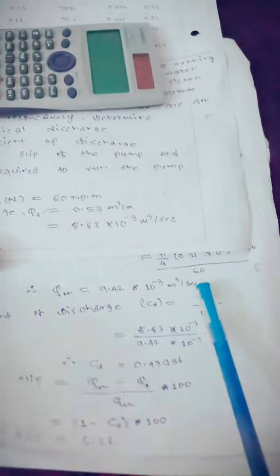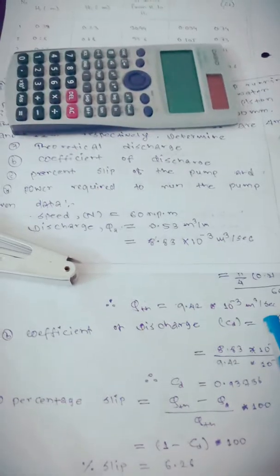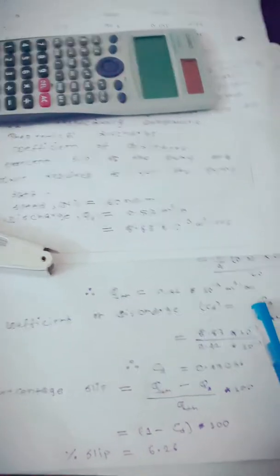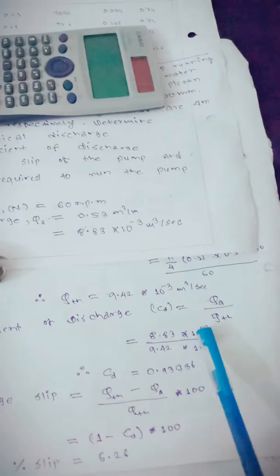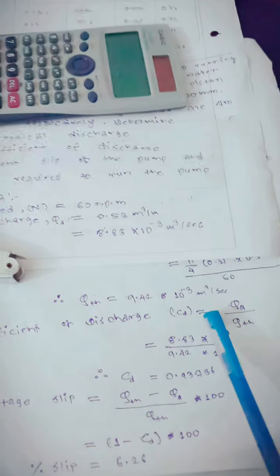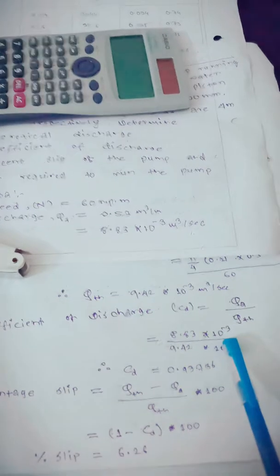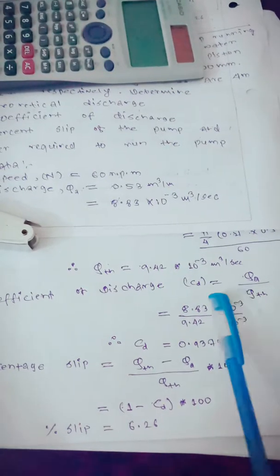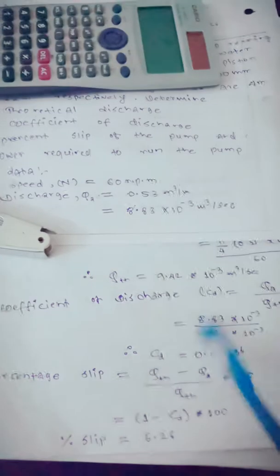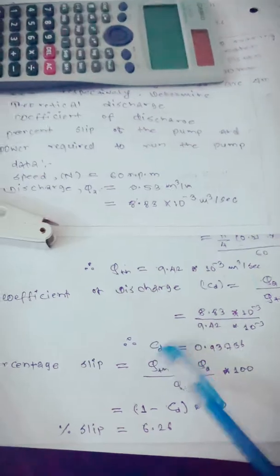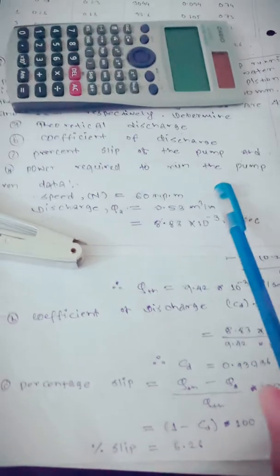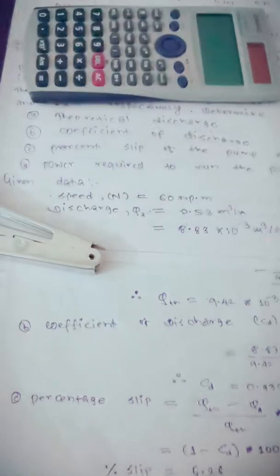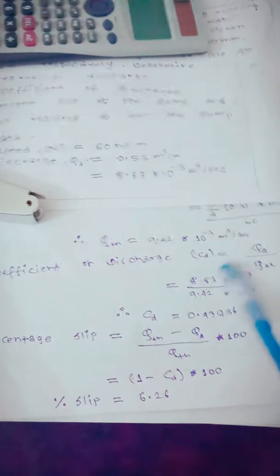CD is equal to QA by Q theoretical. QA is the actual discharge. So the actual discharge by theoretical discharge. The actual discharge is 8.83 into 10 power minus 3, and the theoretical discharge value we got is 9.42 into 10 power minus 3 meter cube per second.